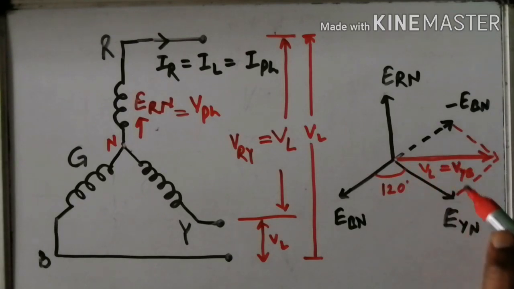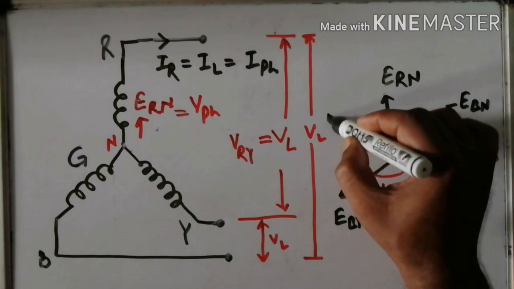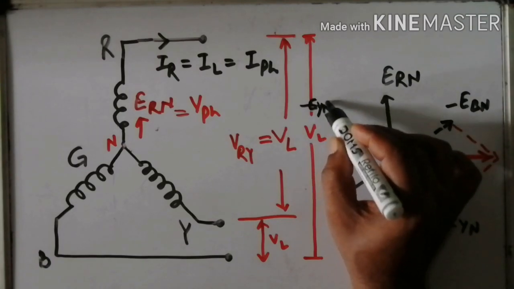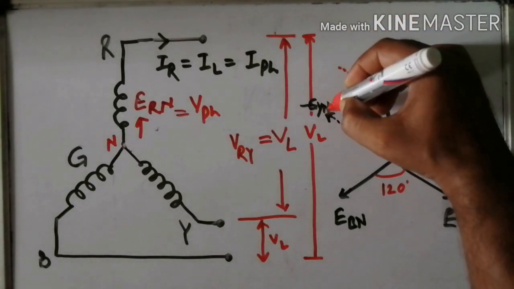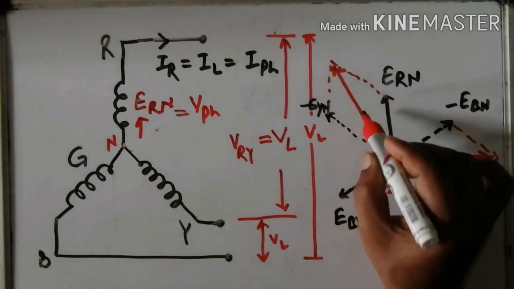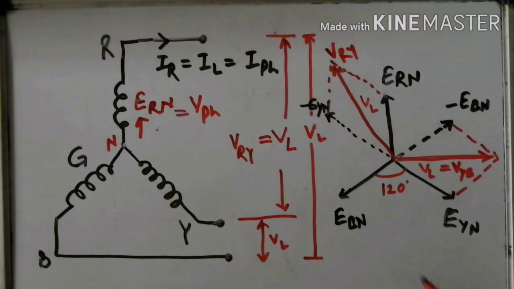In the same way, if we reverse the direction of the yellow phase, it becomes minus EYN. Then the resultant of these two is this one, which is also a line voltage, that is ERY, and this one is EL, that is EBR, right?